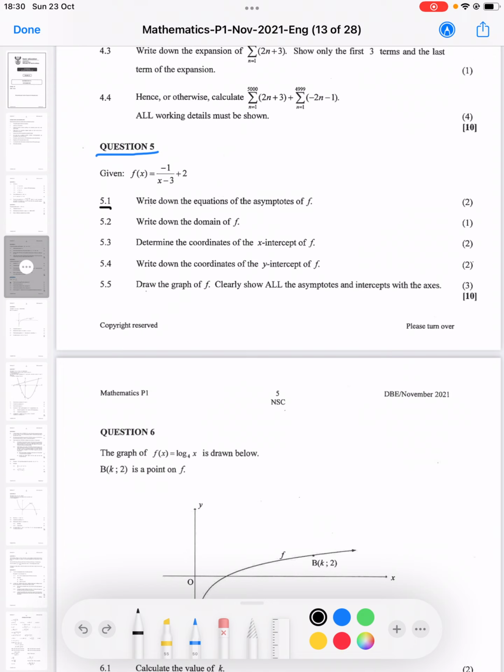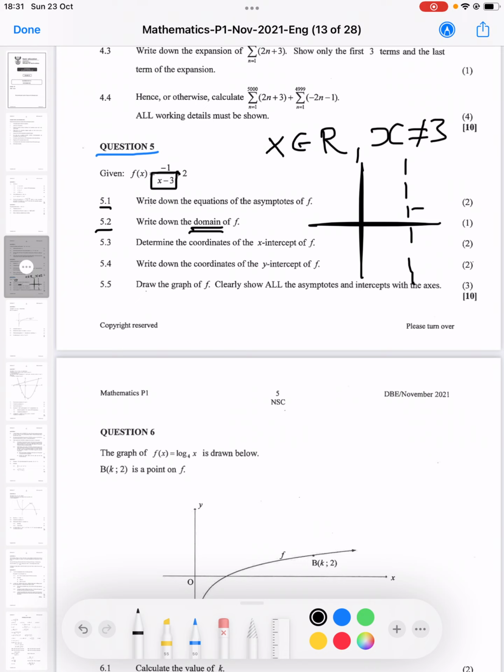So now the second question, 5.2, write down the domain of f. The domain wants you to focus on the x values. If they were talking about the range, then you focus on the y values. So normally this is where you focus in order to get your domain. So normally one would say x is an element of real numbers, but x is not equal to 3. Why? Because where x is 3, that's where you are having your asymptote.